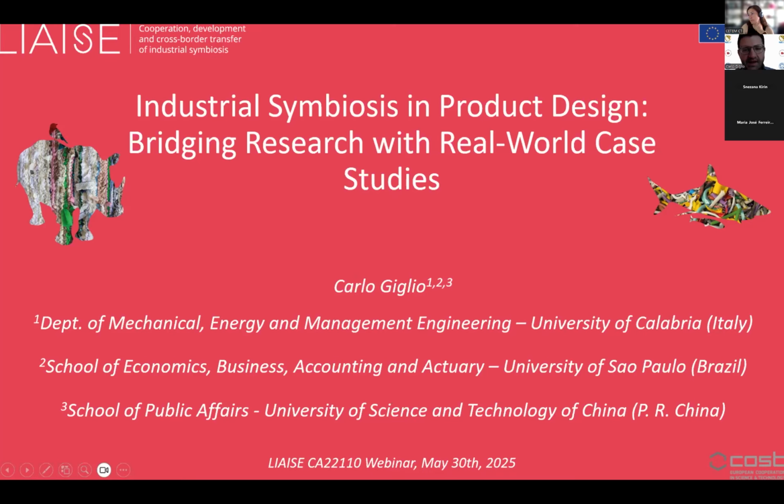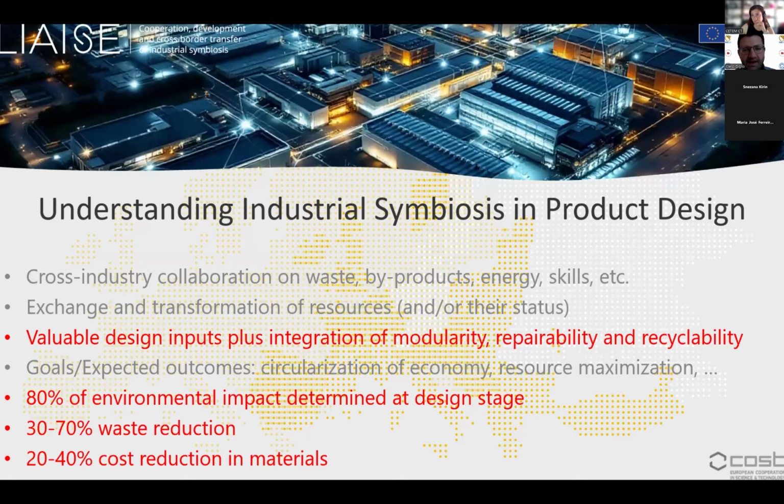This is even more important in other contexts related to industrial symbiosis, also because product design has relevant impacts when industrial symbiosis is embedded within it, making it possible to address around 80% of the environmental impact that is already determined at this design stage of new product development, and also 30 to 70% of waste reduction, and also 20 to 40% of cost reduction in terms of materials.